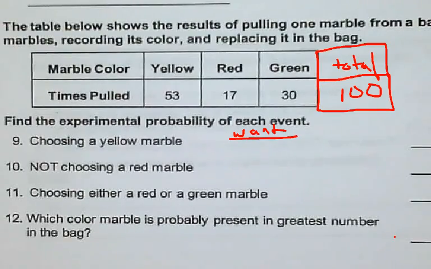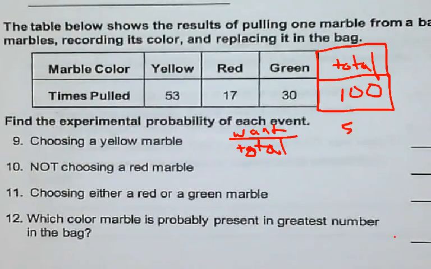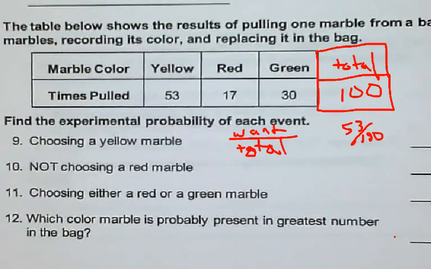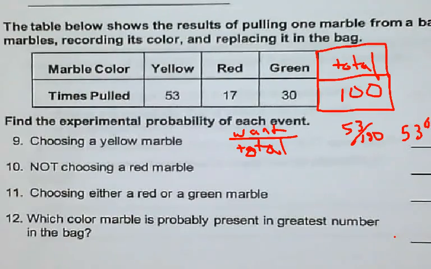And then the total things that could happen is on the bottom. Total, that's an O. There's the A, total things. So 53 out of 100. Right? So if I pick a yellow marble, that's going to happen 53 times out of 100, which is 53%. If you know what percent means, it means out of 100. So 53% of the time, you're going to get yourself a yellow marble.